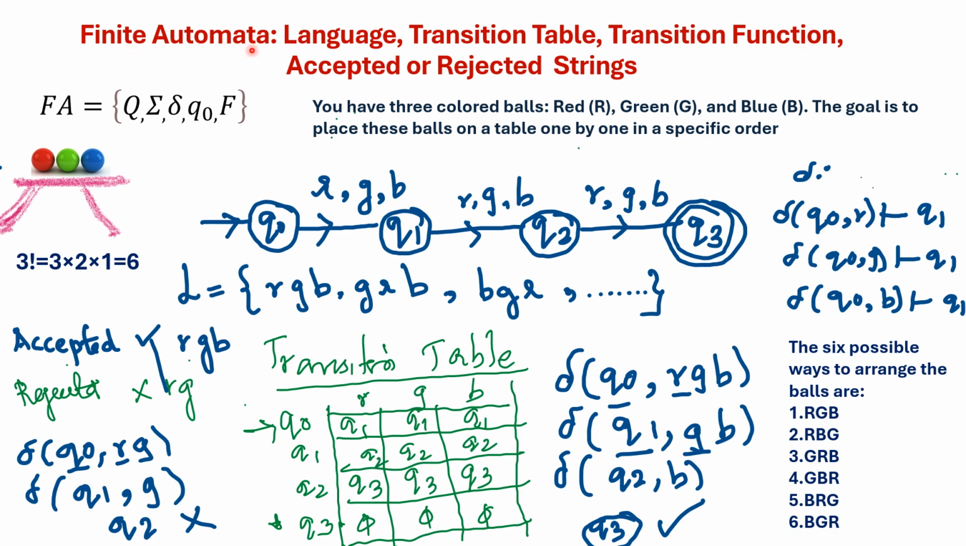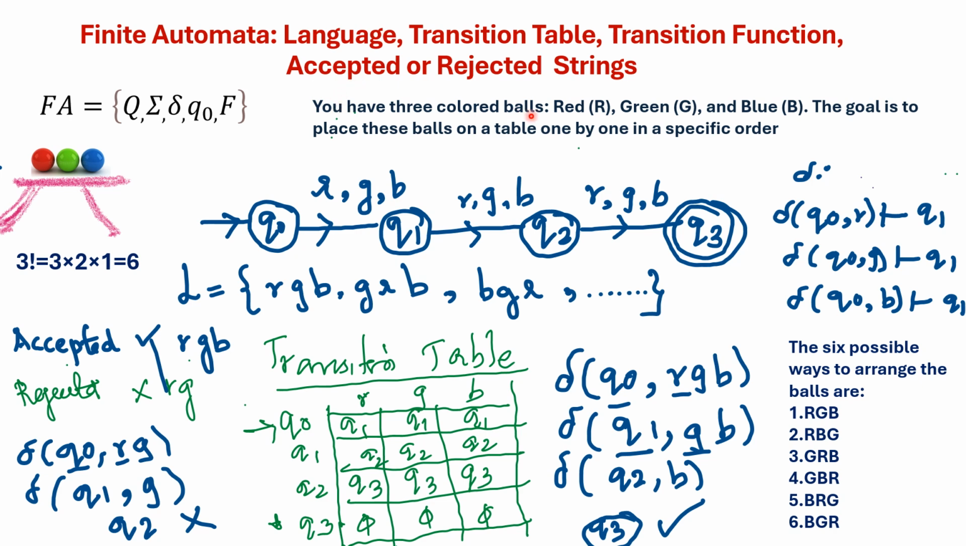Concerning finite automata, we have to know what a language is, how to draw the transition table, what the transition function is and how to use it, and whether a string is accepted or rejected. Okay, so this is a given problem.